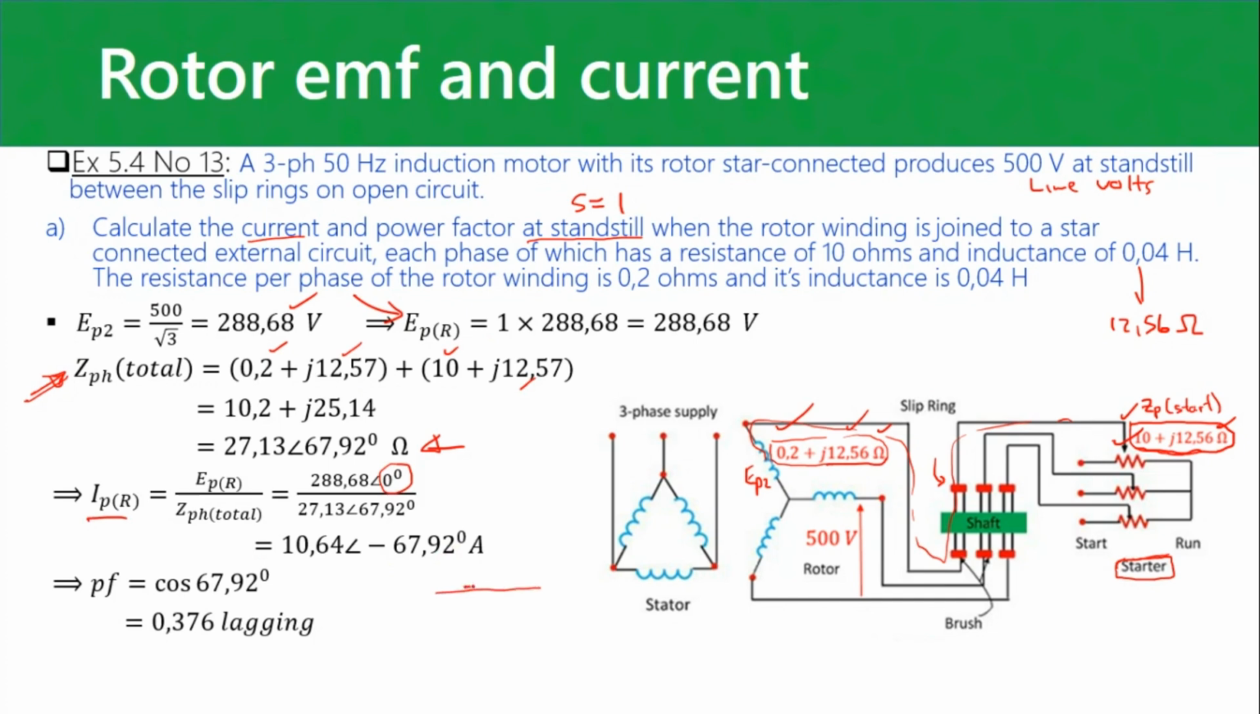There's our E_PR, and now this one is down here. There's I_PR. Lagging. Current is lagging the voltage. So the power factor is cosine of this angle between the voltage and the current, and it is lagging.